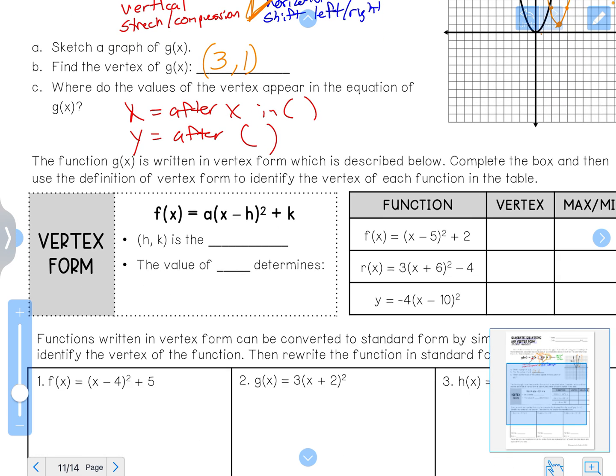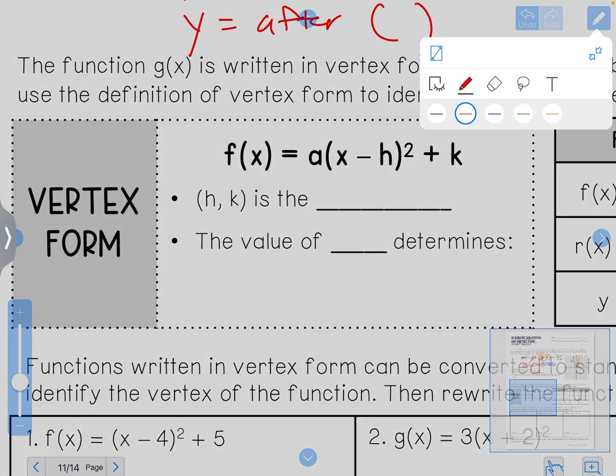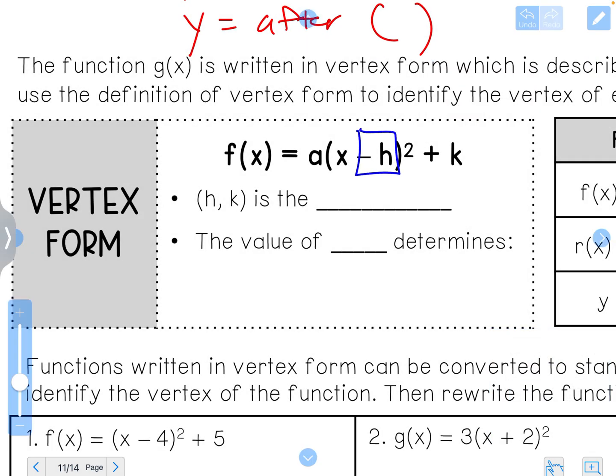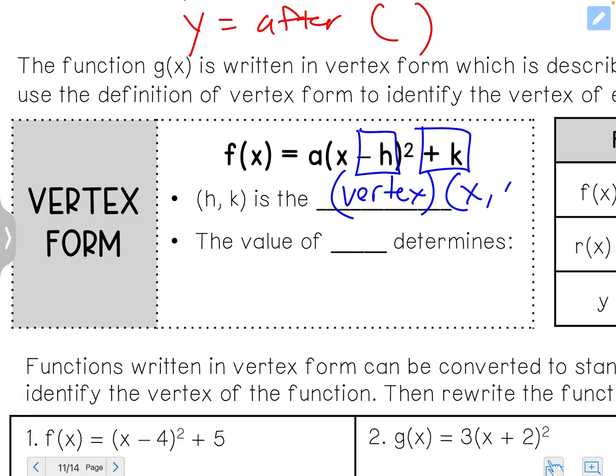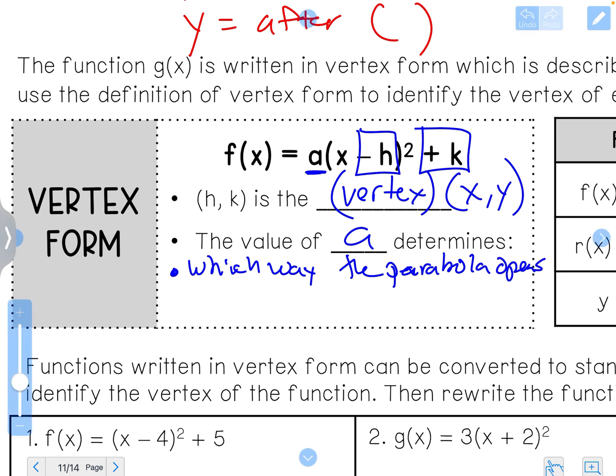So when we talk about vertex form, we talk about h and k. So our h and our k are the vertex. They are our x, y. And then the value of our a determines two different things. First, which way the parabola opens, and it determines how wide the parabola is.